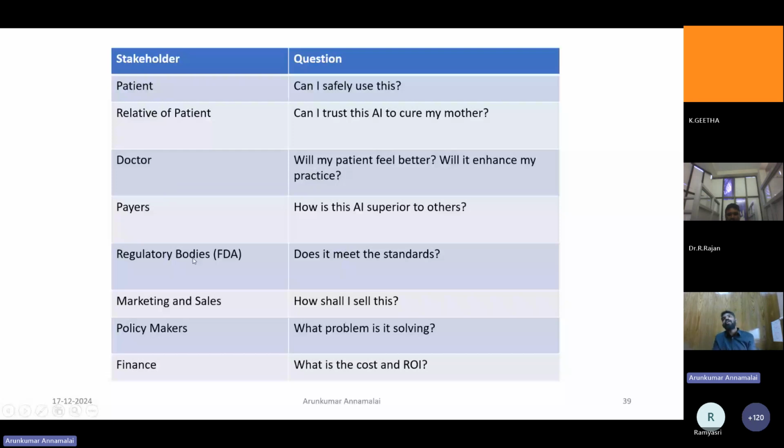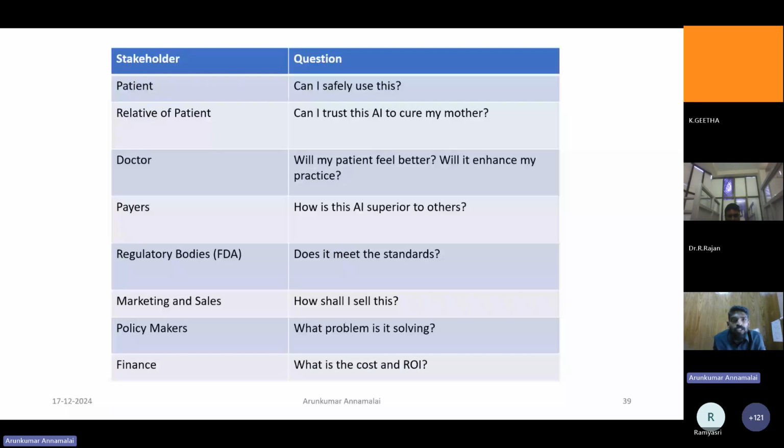Insurance people, they normally come across hundreds of AI-related solutions per year. So in what way is your AI superior to that is the question that they will ask. And the regulatory bodies like FDA in USA, in India, you have CDSCO. They ask if it meets the standards. The marketing and sales people have a very straightforward question. How shall I sell this? The policymakers or otherwise the government people, they want to know what problem is it solving? Is it really solving a problem or creating more problems? And finally, the finance people will have this question on the cost and the return on investment.